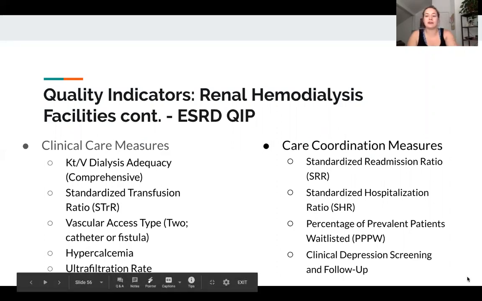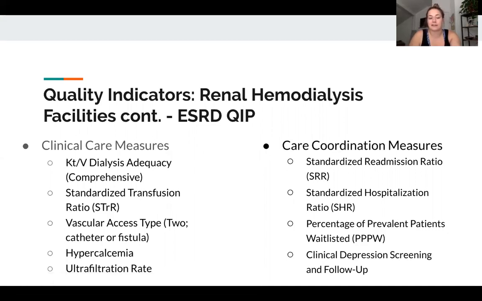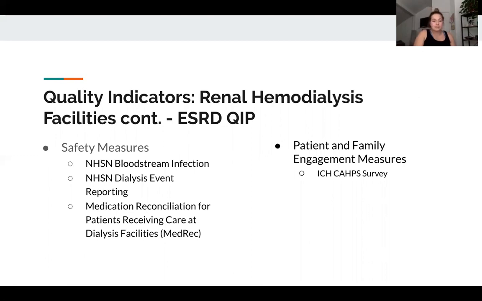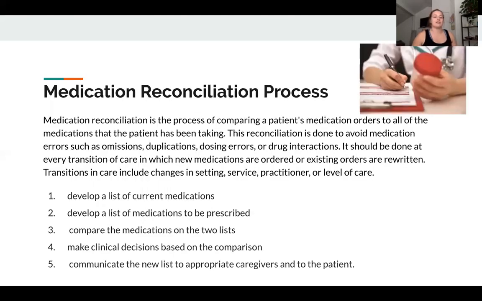So if you see, there's different categories. Like clinical care, all these very specific things relating to dialysis. There's care coordination measures about coordinating that care and having those nurses in the dialysis centers really focusing on his care as a whole. And there's safety measures, things like med-rec, their reporting and their infection rates, things like that. And then there's even some patient and family engagement measures, through those HCAHPS surveys. So it's really cool to see that they're trying to make these as good as they can.